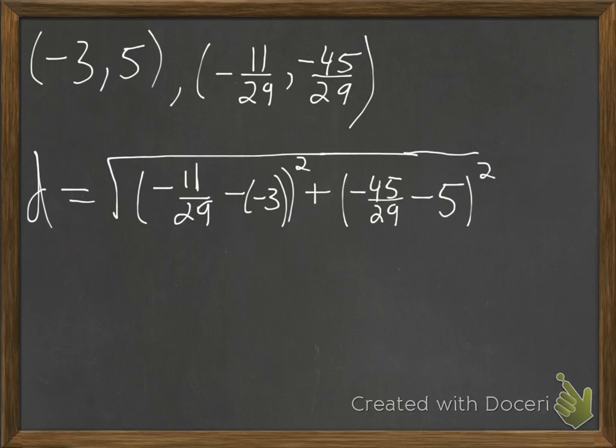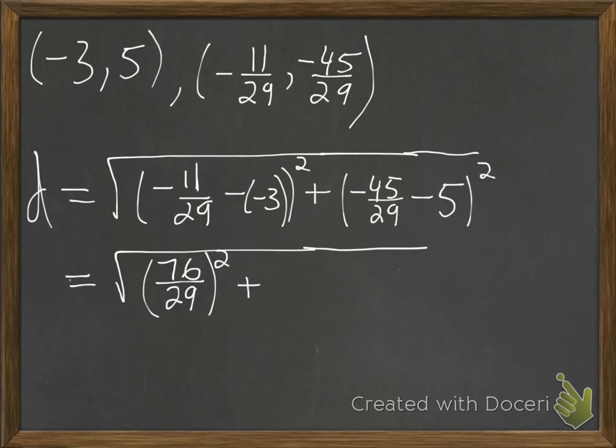Plus 3 would be 87/29, 87 minus 11 would be 76/29. 145, 45 would be negative 190.